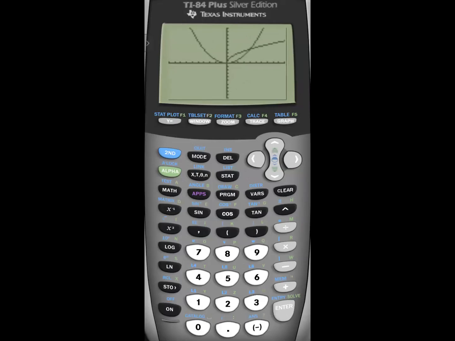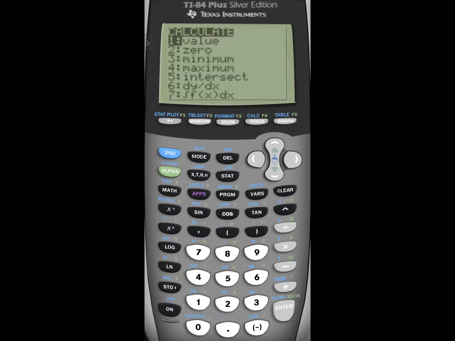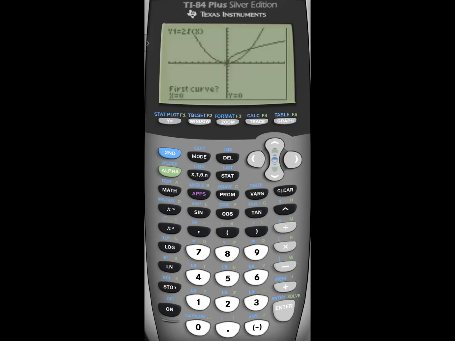Okay, I see where they intersect. Now the problem is I need to figure out what they intersect. So we can use second calc to find out the intersection point. You see the word intersect, hit 5. Now it's always the same question. Pick Y1, pick Y2. So all I'm going to do is quickly hit enter, enter. Enter for Y1. If you look at the upper left hand corner, now it says Y2. Enter again.